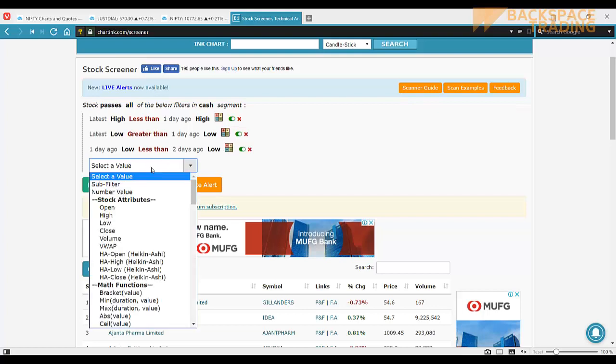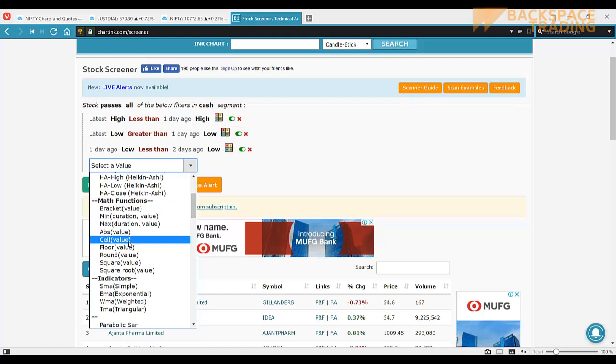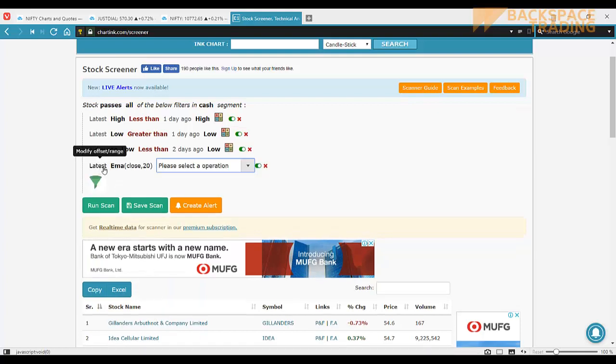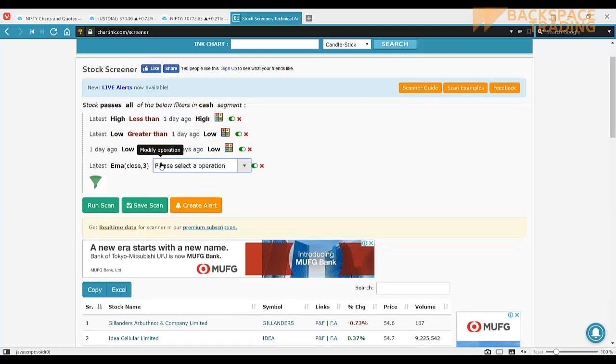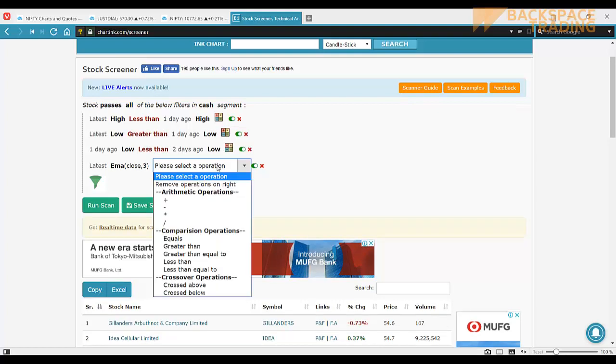So that means I'm going to come down here and select EMA, exponential. Clicking it, the latest EMA close 20, as of now this is considering the 20 moving average. I'm going to click this, delete it and place 3. So my 3 close EMA, I'm clicking outside and modifying the operation. Please select the operation. What it should do is be below the 6 moving average, right? So the value of the 3 moving average should be less than.